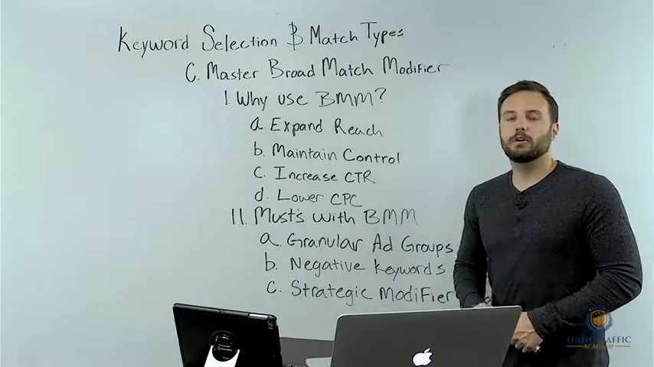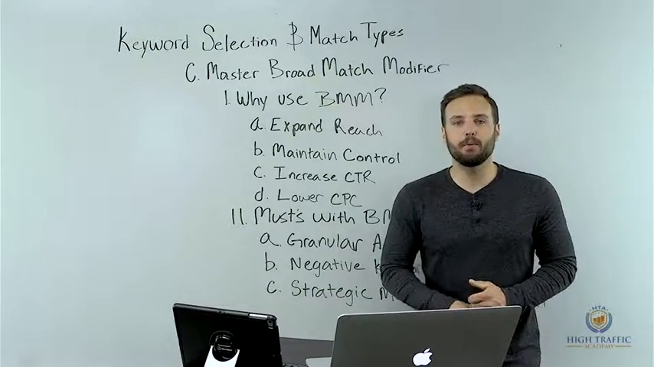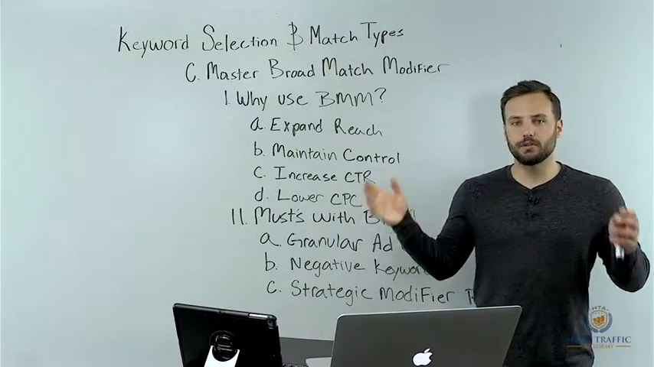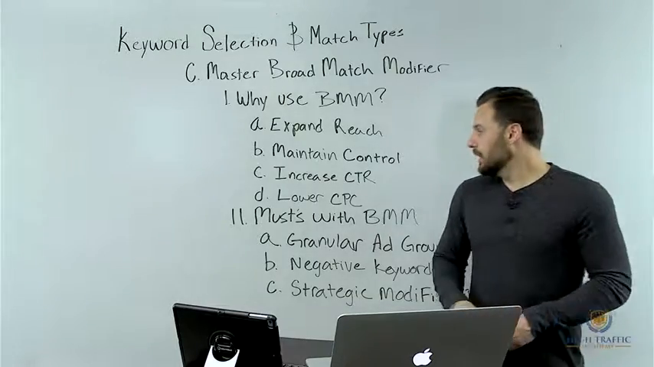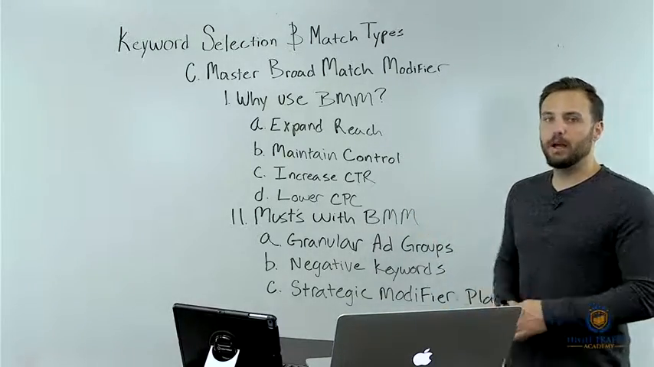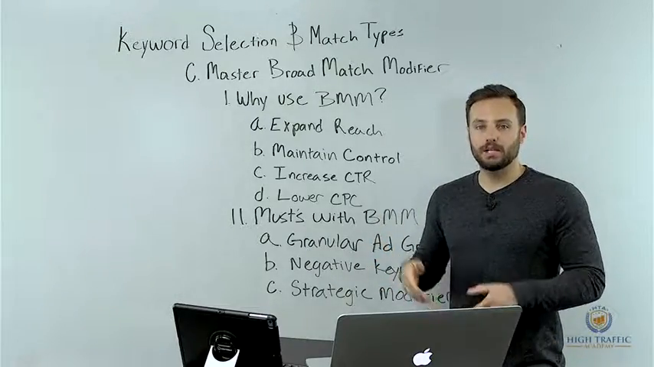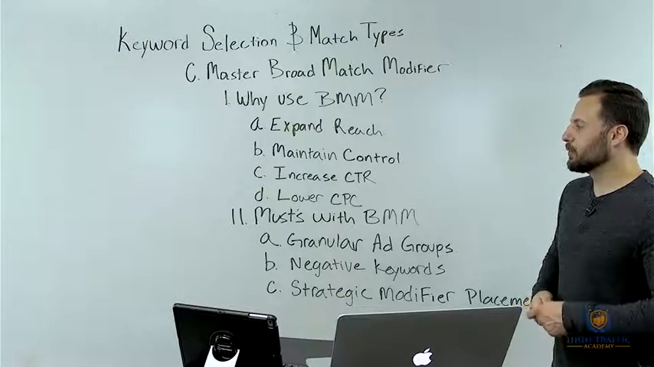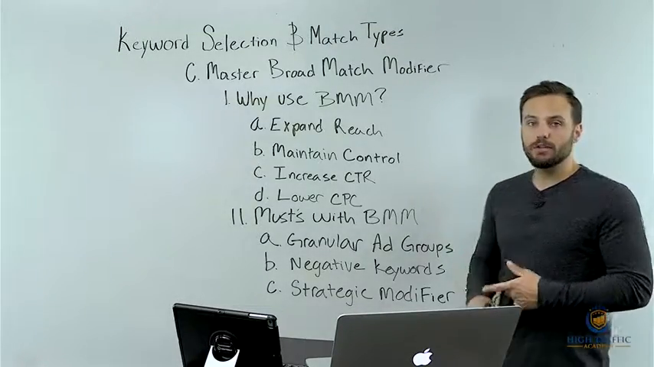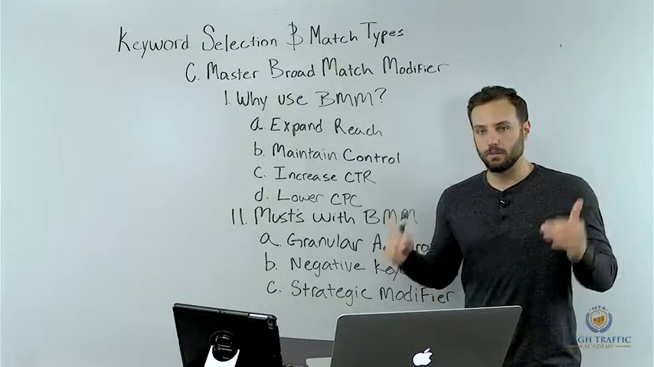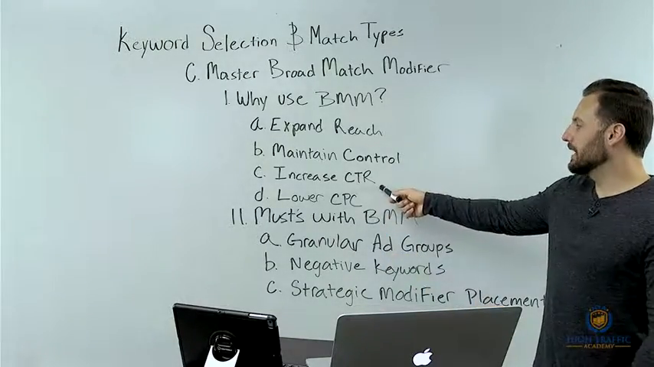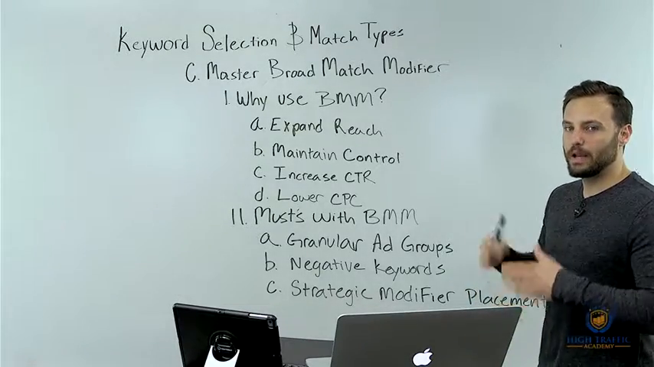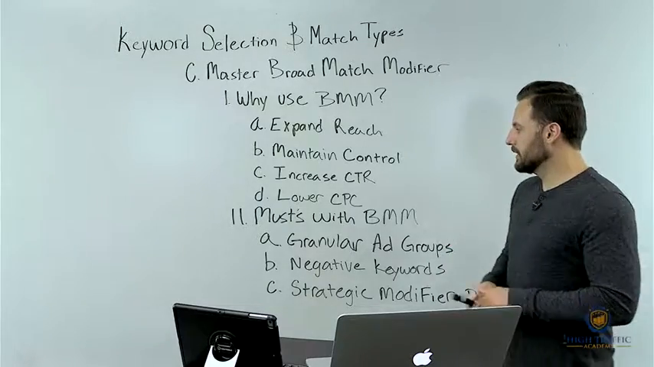Point C is that you increase your click-through rate. And the reason for this is that when you use the broad match modifier and you require certain terms in your search query to be close variants, your ad relevance becomes much higher than it would be in, say, a broad match type. So because your ad is more relevant, you can generally increase your average position on the search results page, and you can increase your click-through rate as a result of having very relevant ad copy and ranking a little bit higher in the search results page.